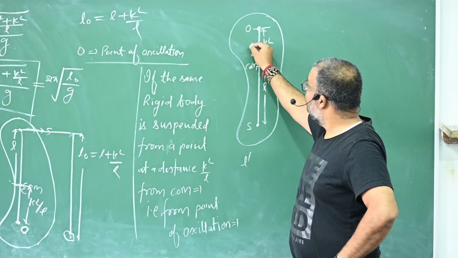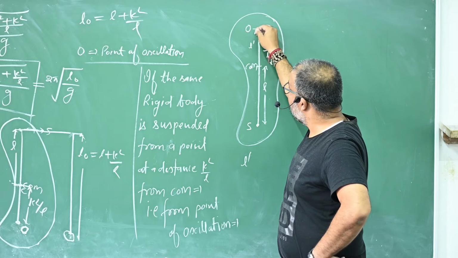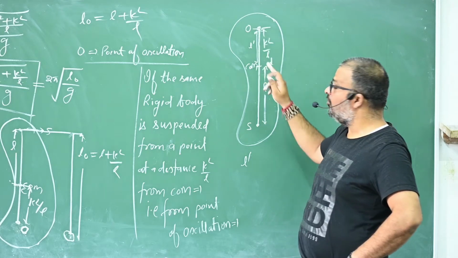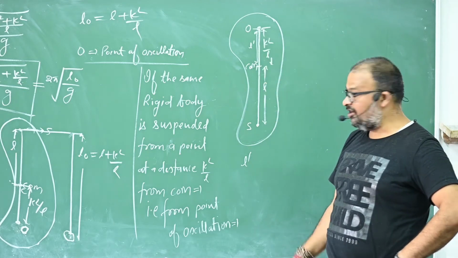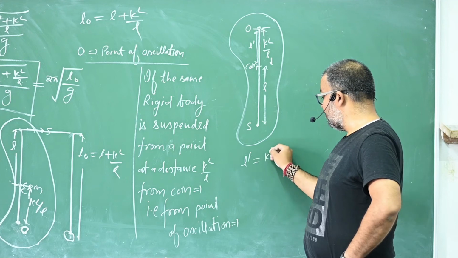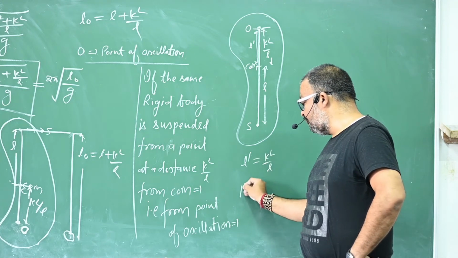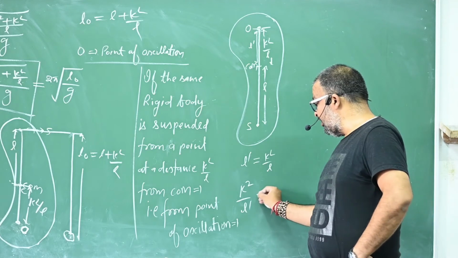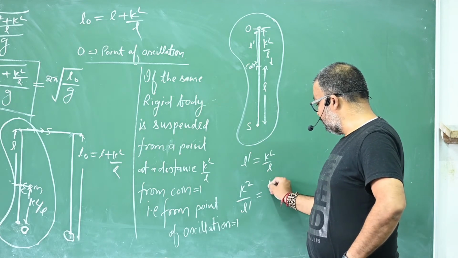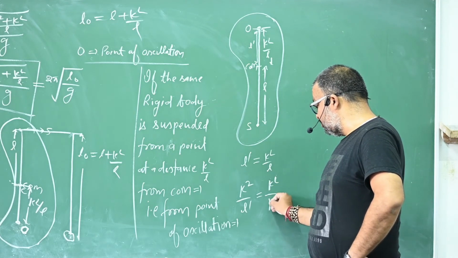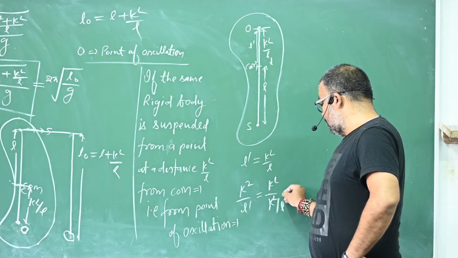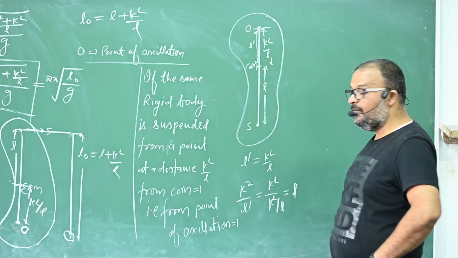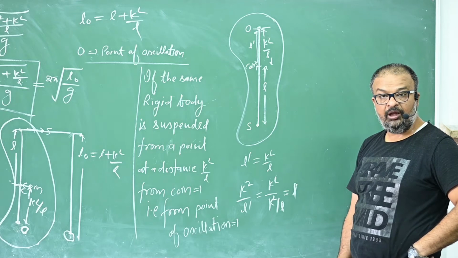L dash is the distance of the point of suspension from the center of mass, which is equal to K square by L. Then what will be the value of K square by L dash? Let's find out. K square by L dash is K square divided by K square by L. K square cancels, so it becomes L. Am I right or not?